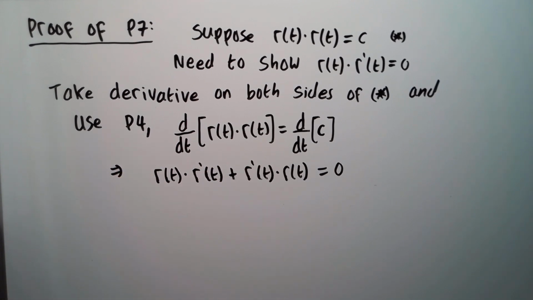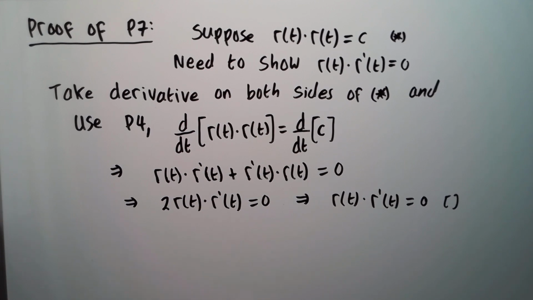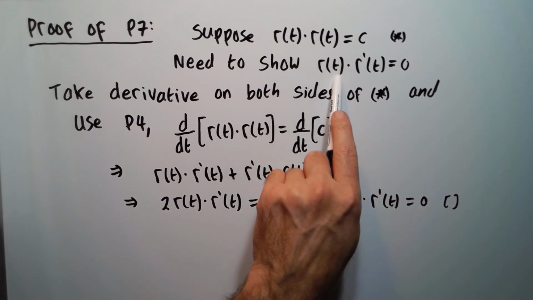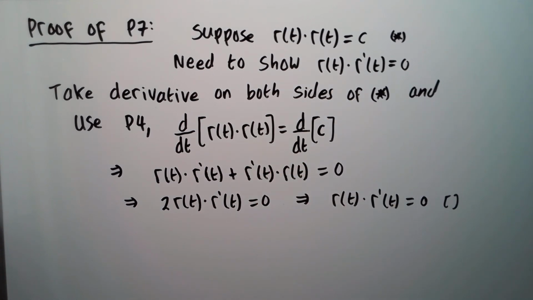Okay, so I get 2 times r dotted with r prime. Divide both sides by 2, and you'll get this then, which is what we're trying to prove. So we're done with property 7. So we're done with this. Now let's take a look at an example.